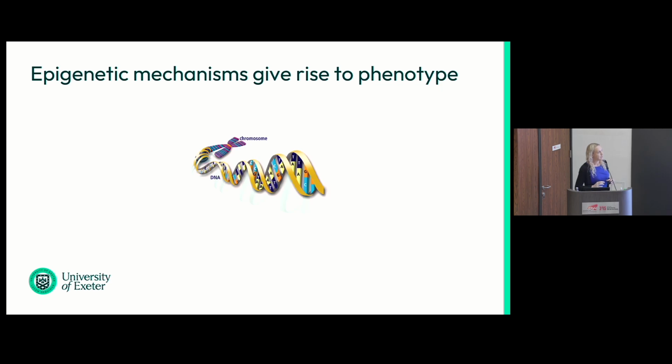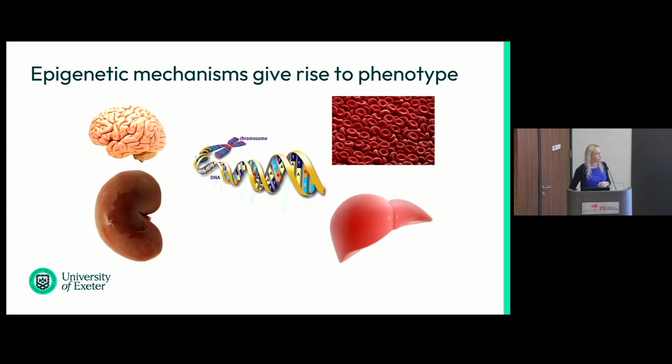So epigenetic mechanisms give rise to phenotypic differences, and they're really important mechanisms that control just normal cellular development. If you take a number of organs from the same individual, all of these have the same underlying genetic code. They all have very different functions and appearances because of epigenetic differences, which basically turn certain genes on and off in different tissues and at different stages of development and the lifespan.